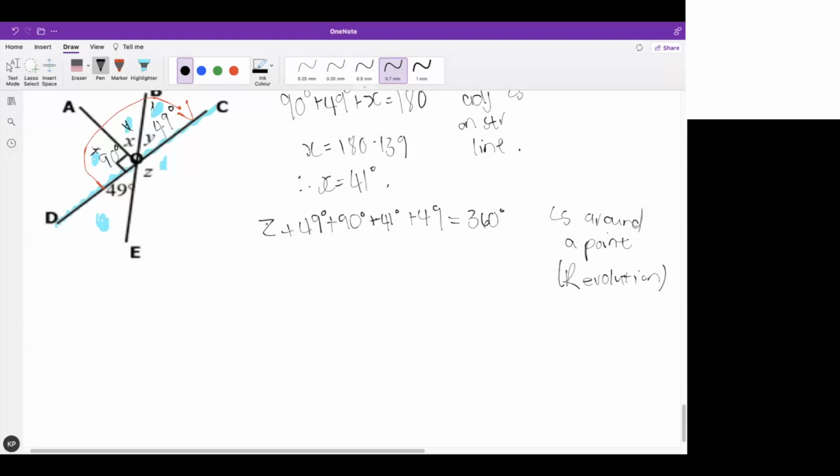And now we can say 360 minus 49 minus 41 minus 90 and minus 49 equals, therefore Z is 131 degrees. Thank you very, very much. And he has so nicely concluded my lesson for me.